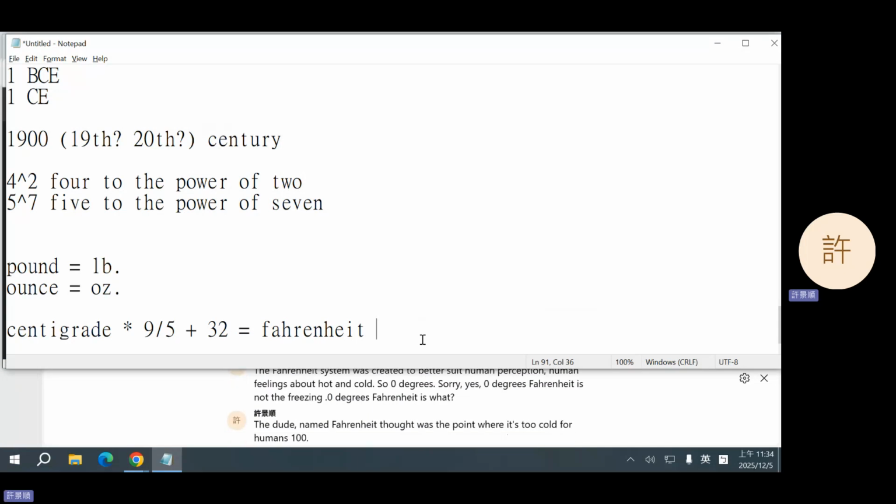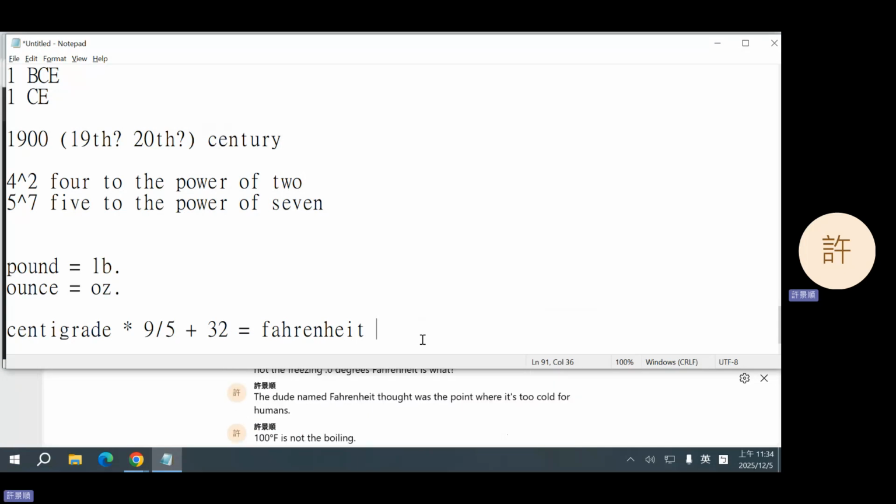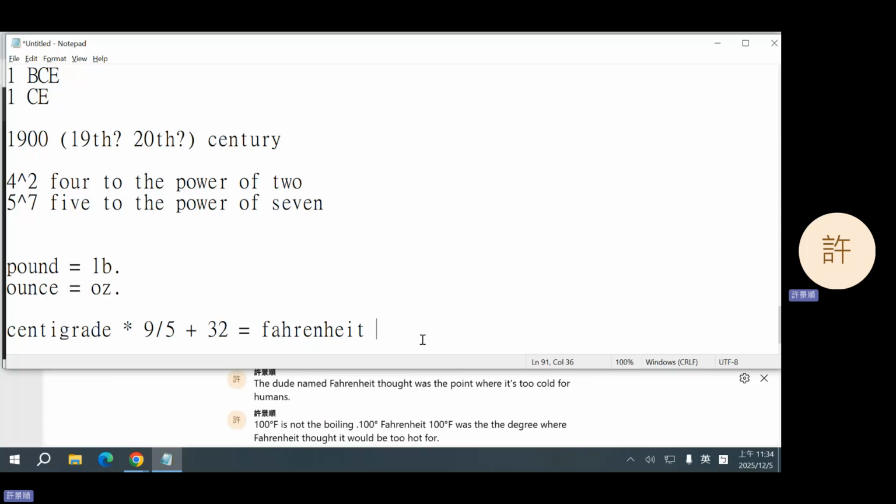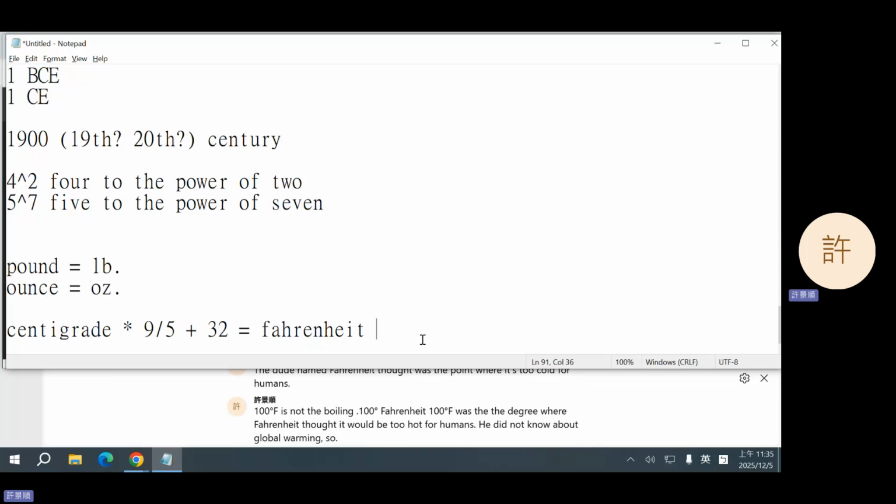100 degrees Fahrenheit is not the boiling point. 100 degrees Fahrenheit was the degree where Fahrenheit thought it would be too hot for humans. He did not know about global warming. So every summer, everywhere that is summer now goes above 100 degrees Fahrenheit very regularly.